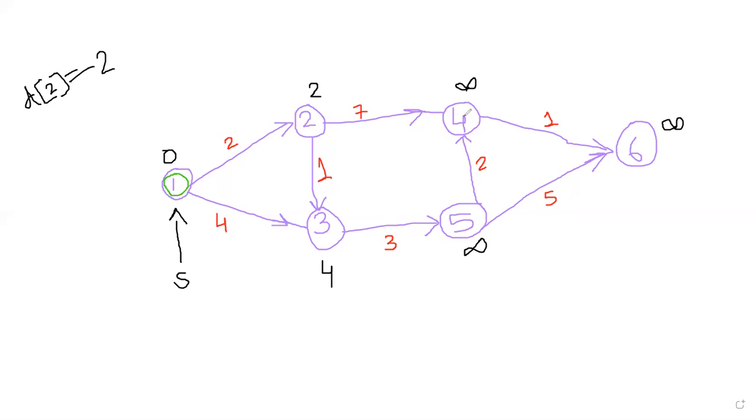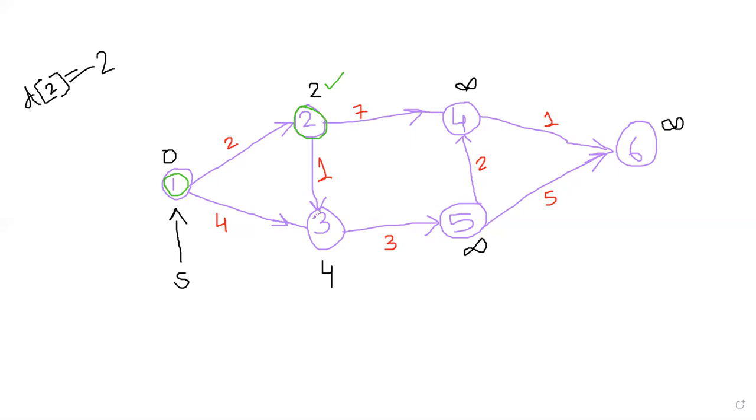Now you have to select the vertex which contains the lowest cost. You have to check whether 2, 3, 4, 5 and 6, which is having the lowest cost. 2 is having the lowest cost, isn't it? So you are selecting 2 because it is having the lowest cost. Now from this 2, you have to find the shortest path to 4, to 3, to 5 and 6.